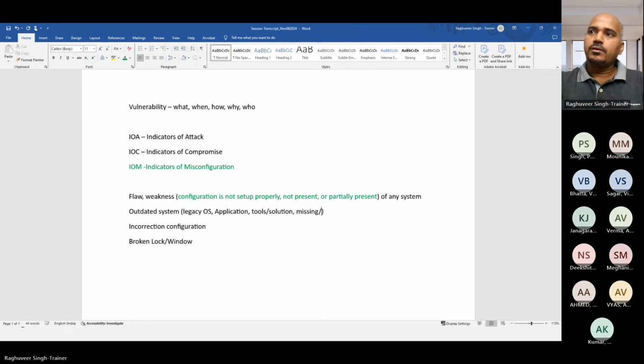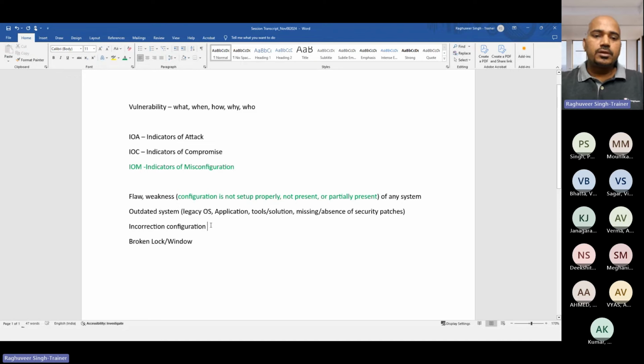Or I would say missing or absence of security patches, security updates. Every solution from its OEM vendor receives certain upgrades. We call them patches, security patches. It must have those patches deployed. The patches must be up to date.